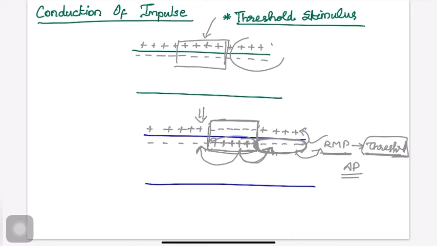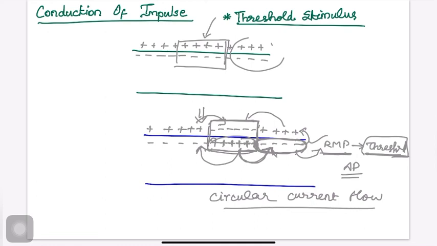This is inside, and outside the same will happen. The positive charges will flow towards the negative charge and will make an action potential to be generated. By this mechanism, the impulses are conducted. This is called the circular current flow mechanism. The flow of positive charge is called current, right? So this is the circular current flow mechanism by which action potential is generated.